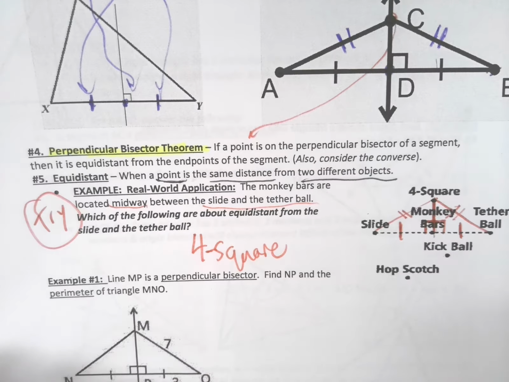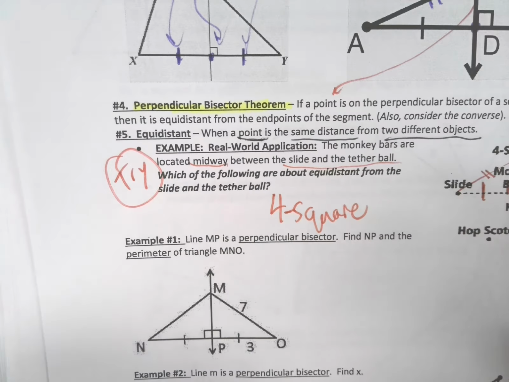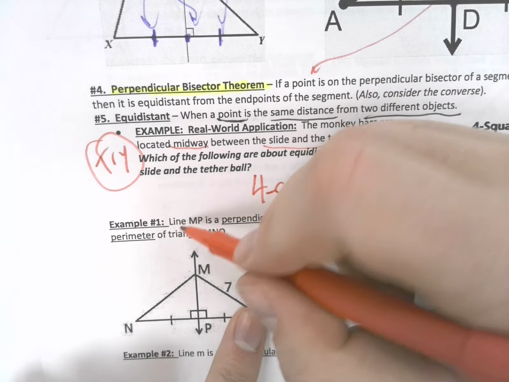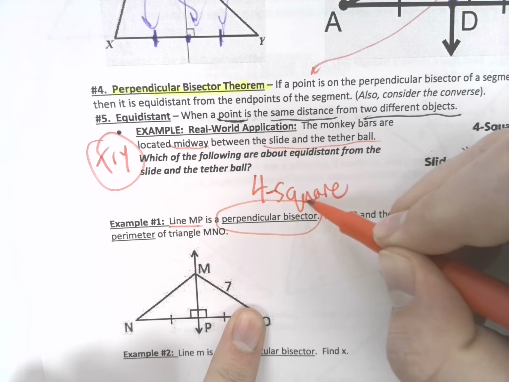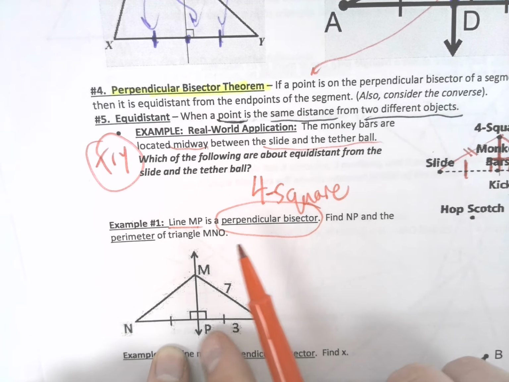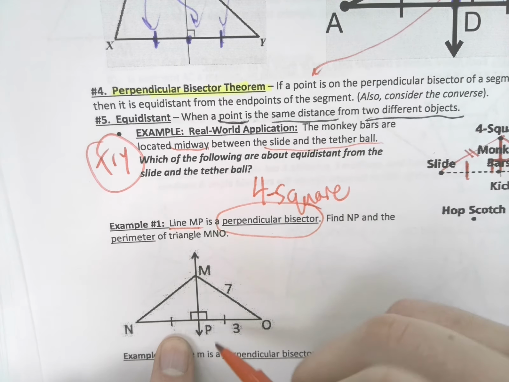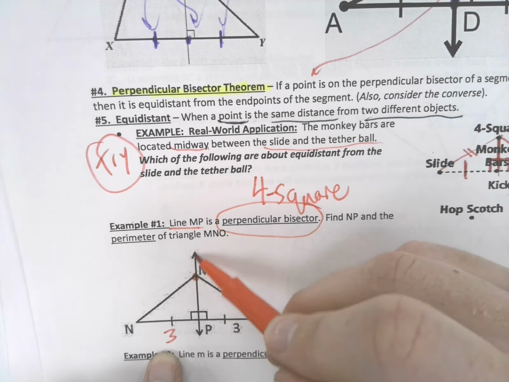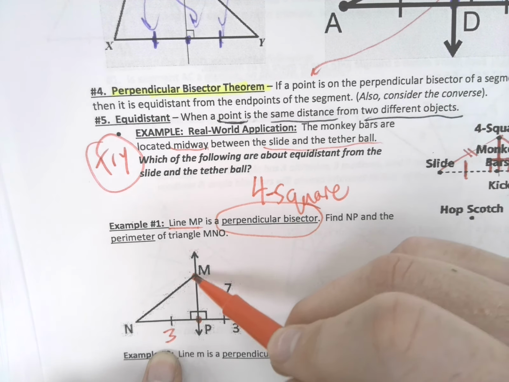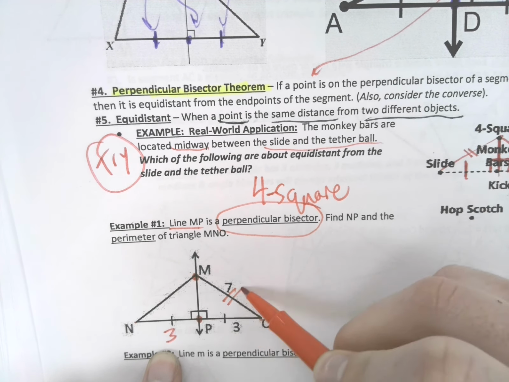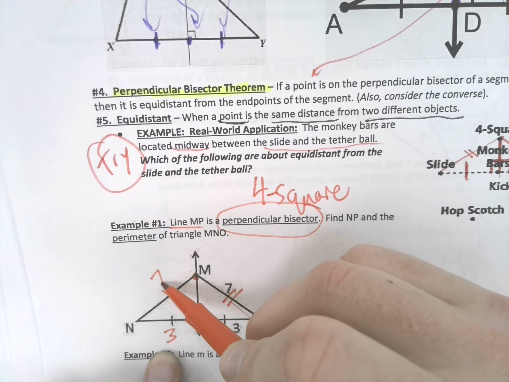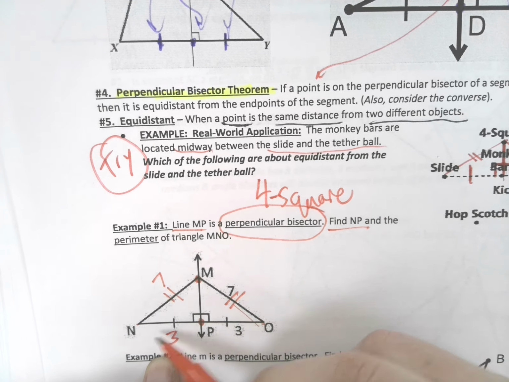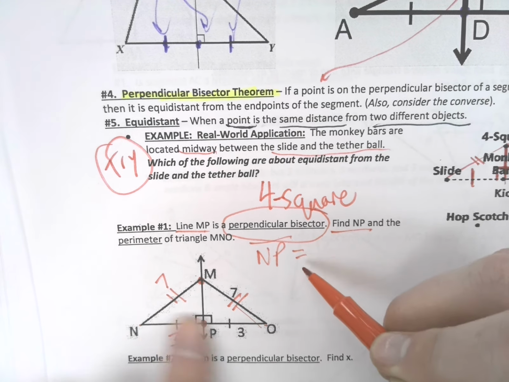All right, and then the last one I'm going to do with you guys in the video, before I let you try one, and then we wrap up video one, is let's look at example number one here. This is actually a pretty quick one if you recognize that line MP is a perpendicular bisector. That then means immediately this side and this side got to be the same. So if this piece is 3, boom, that piece is 3. That also means point M is on our bisector just like point P was. So from N to M, M to O, the same. So if that's 7, that's 7. So they ask us to find NP. Well, we just did. NP is 3.